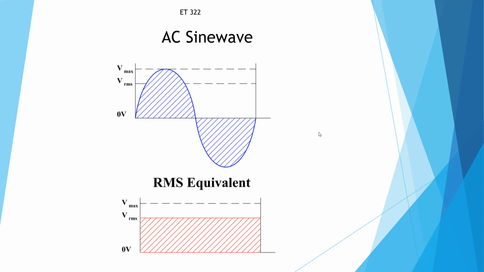Here we're showing the AC sine wave and the RMS equivalent. The RMS equivalent would be the equivalent DC power of an AC sine wave, so it's going to be an average. And it's just about 0.707 times the voltage peak max.